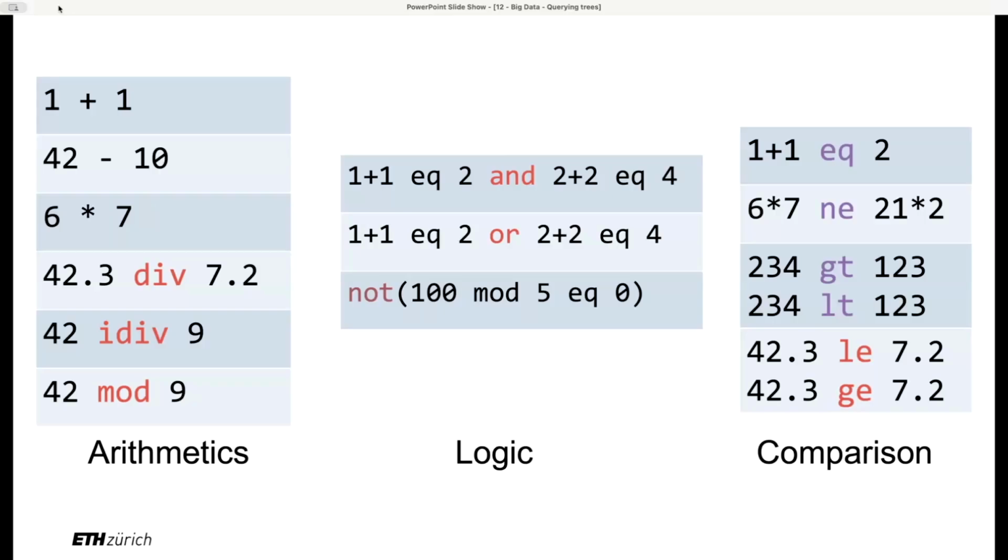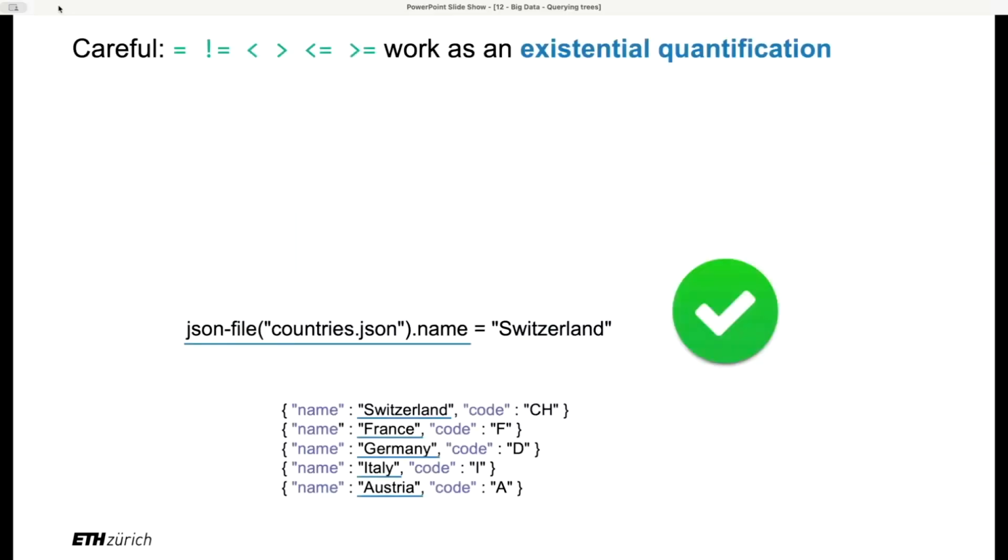Division is div instead of slash. That's because the slash is used in XPath navigation. I will show you that later. idiv is integer division. Yeah. All right, but you have the tutorial, so I'm just passing over this.